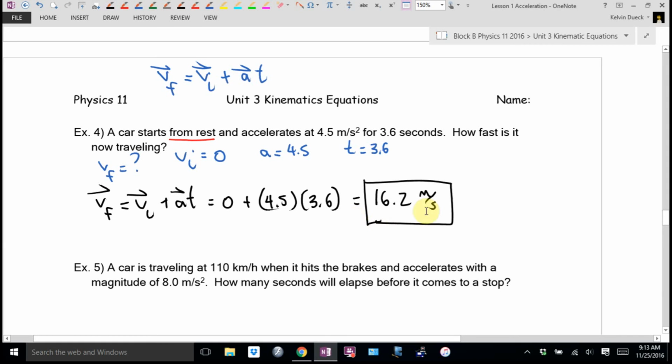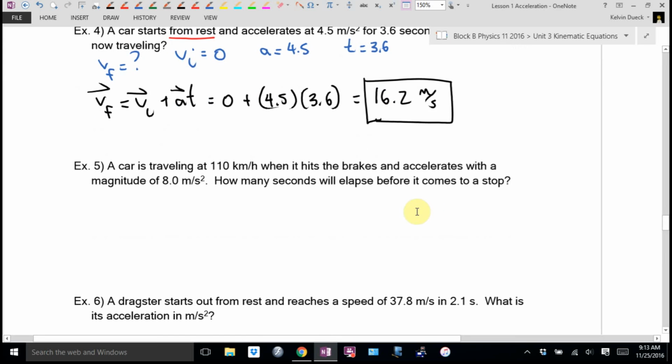Okay. Thomas, this example 5 is sort of the answer to your question. It says a car is traveling at 110 kilometers per hour when it hits the brakes and accelerates with a magnitude of 8.0 meters per second squared. How many seconds will elapse before it comes to a stop? By the way, I would underline the word stop because that tells me something. What's this question asking me to find? Let's write down t equals question mark.